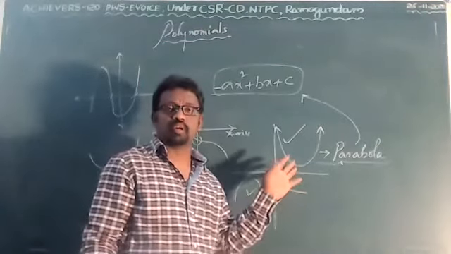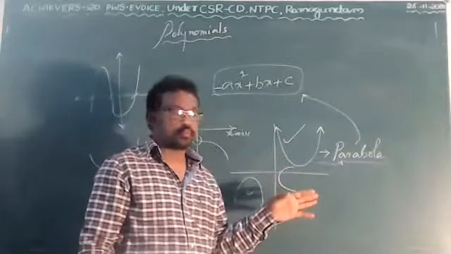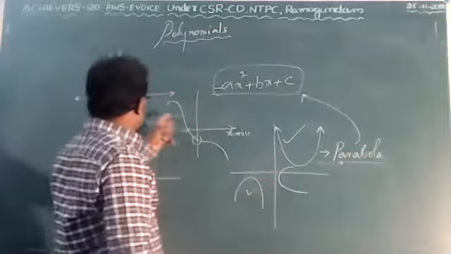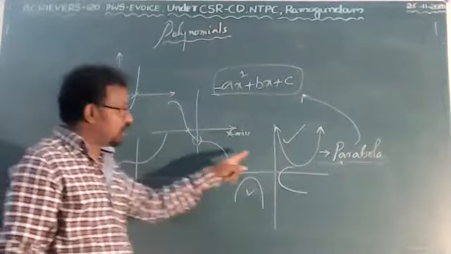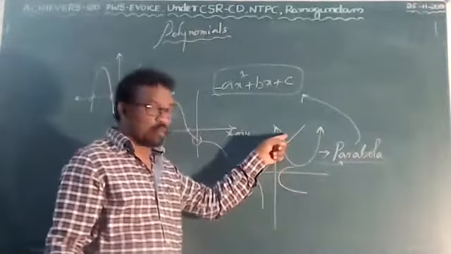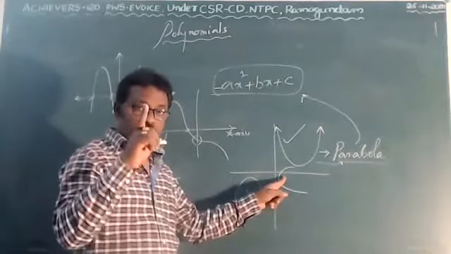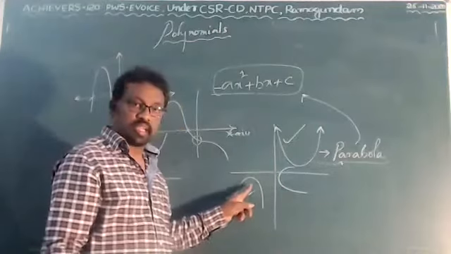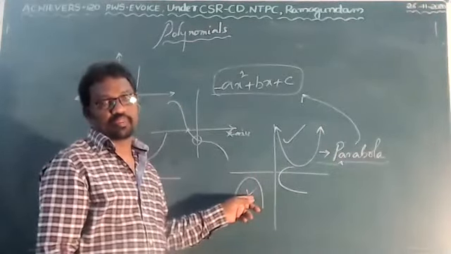This is the most important question from polynomials, which we are going to do now. The points where the curve intersects the x-axis are called zeros of the polynomial. There are no zeros for this parabola. There is one zero for this parabola, and here there are no zeros of the polynomial.